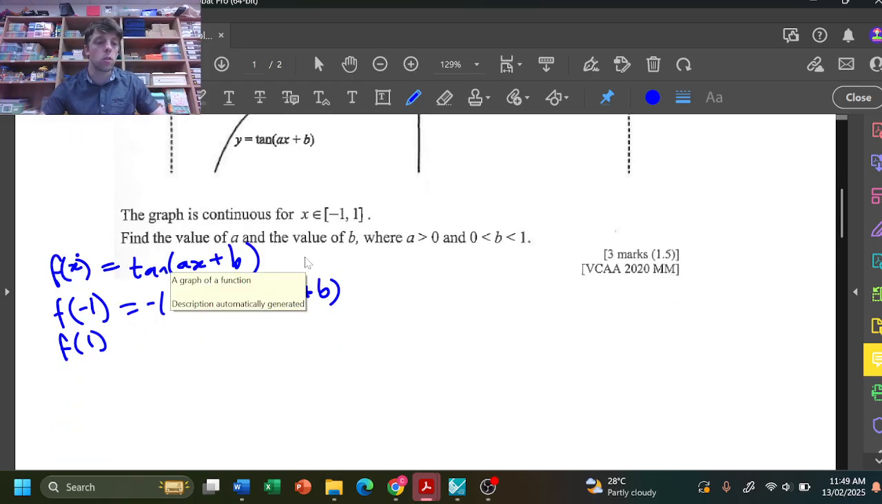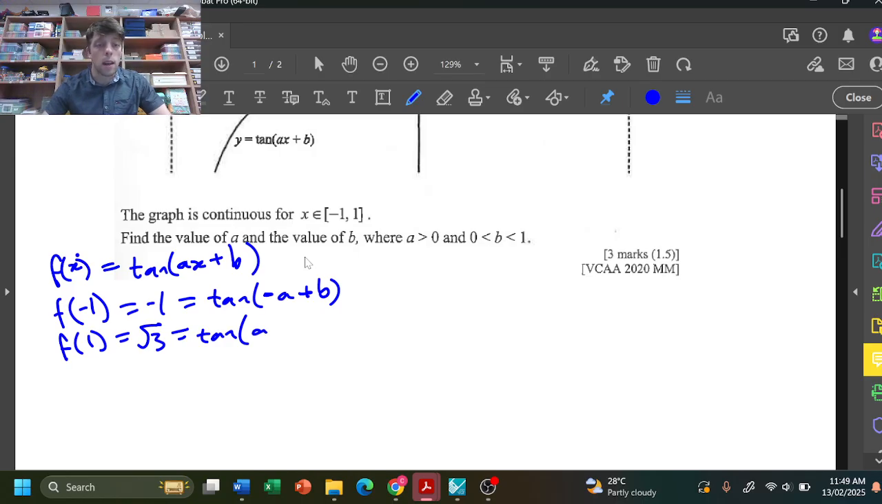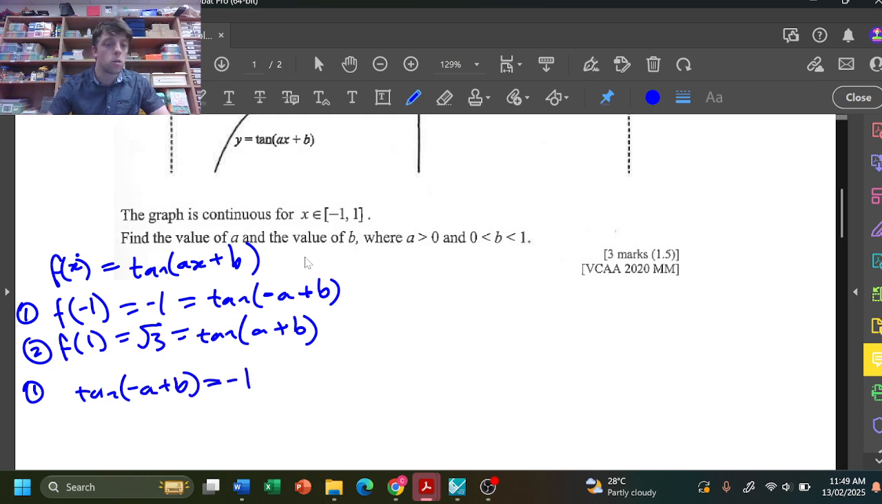So let's have a look at what that looks like. So the y value is going to be √3, and the x value is going to be 1. So if I replace x with 1 here, I just get a times 1, which is a, plus b, and we get this little system over here. So let me call this 1 and let me call this 2, and I'm just going to have a look at 1 first up. So I've got here tan of -a plus b is equal to -1.